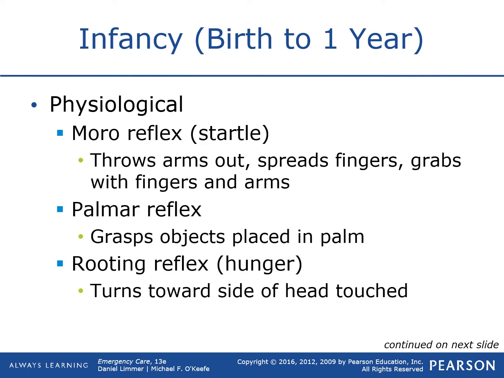They do have a number of different reflexes that we see in just infants. The first one is the Moro reflex, which is the startle reflex. If you startle them, they're going to throw their arms out, spread their fingers, and grab with their fingers and arms any object around them. Another one, probably the most prevalent one that people see and do, is called the palmar reflex. That's if you put something in their palm, they're going to grab it. A lot of people put their finger in their palm and they'll grab it, and they really won't let go for quite some time. You usually have to pull your finger out.